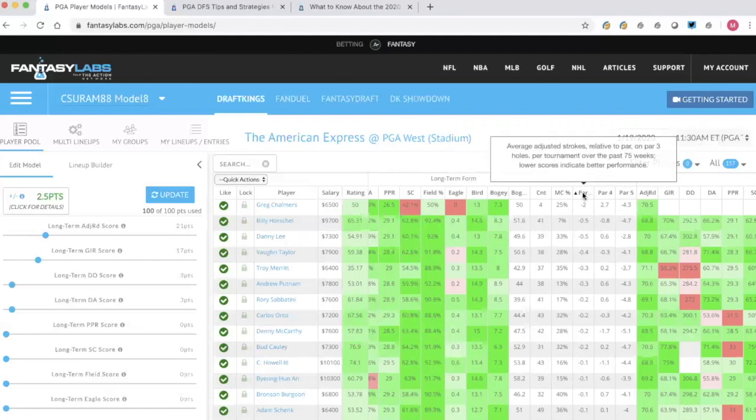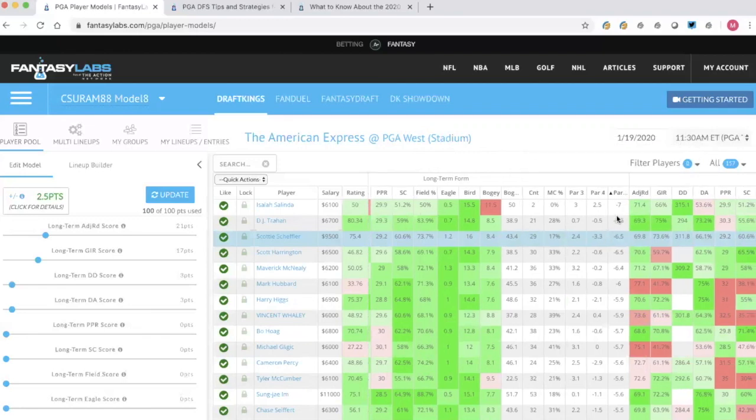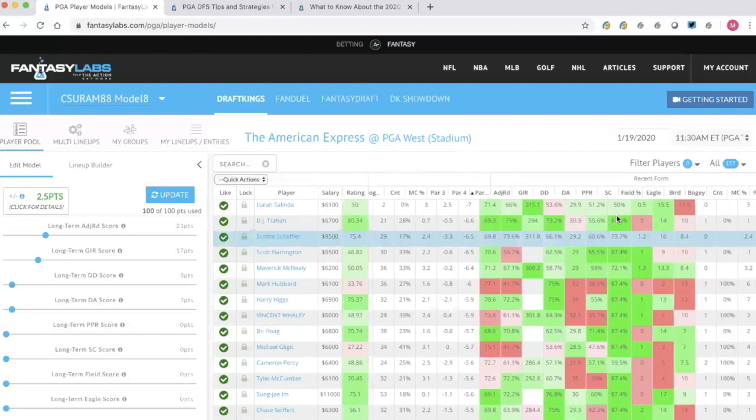If you remember back to that course breakdown that I mentioned that Justin Bailey does, maybe this is a week where par 5 scoring is important. You might want to look at some guys who are really good on the par 5s. And then again, recent form.